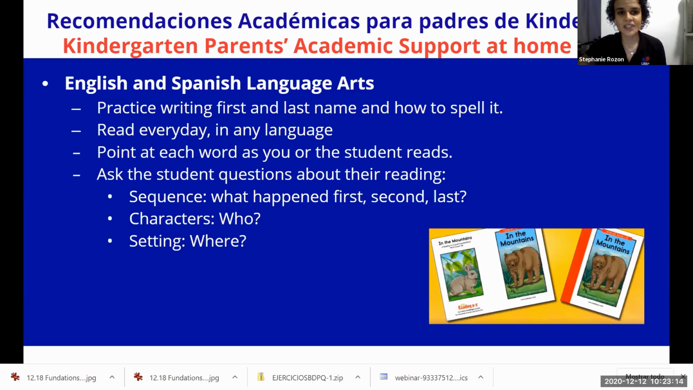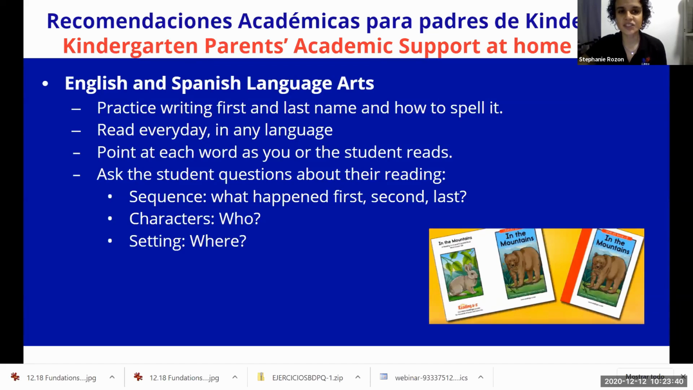Also, when you're finished, ask the student questions about their reading. For example, what happened first in the story? What happened second? What happened last? Also questions about the characters, which is something that we're talking about in class. Who was in the story? Who was the main character in the story? Also questions about the setting. Where did this story happen?